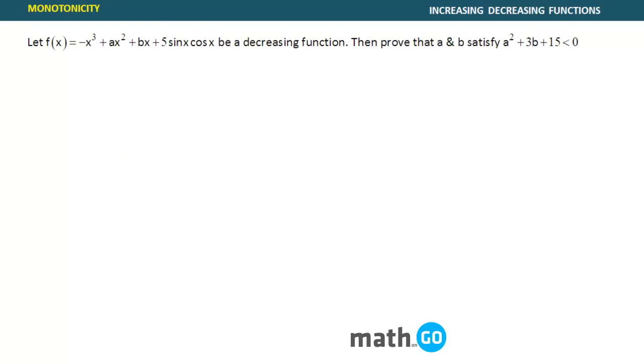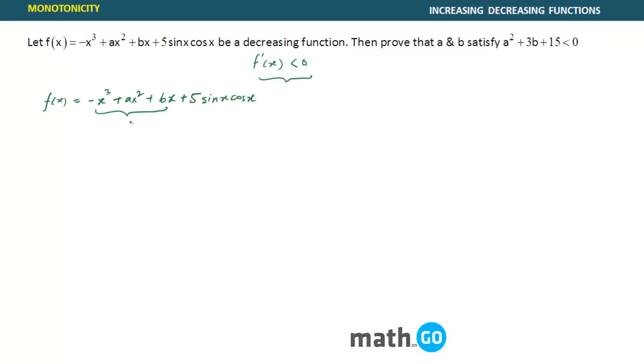Let us solve another problem based on the same concept. Let's see. So it says that fx is a decreasing function. So for decreasing function, what you people want, that f dash x should be less than 0. This is the given statement. Now in the fx portion, fx is nothing but minus x cube plus ax square plus bx plus 5 sin x cos x, right? So now this is something very interesting.